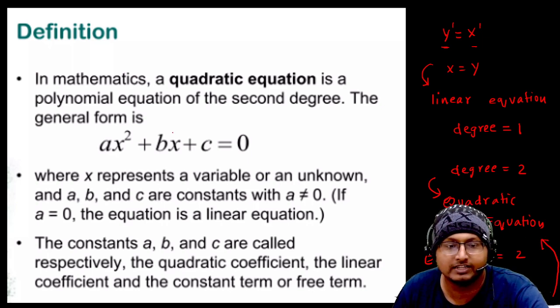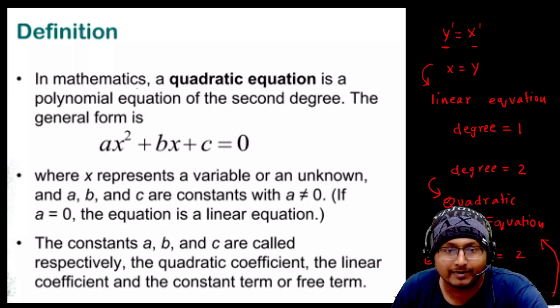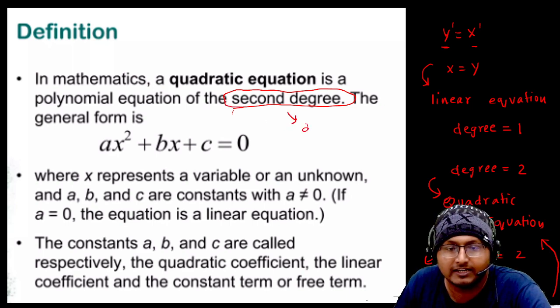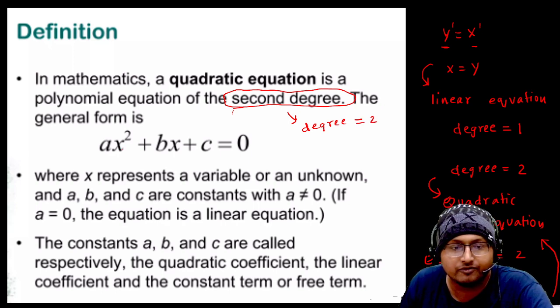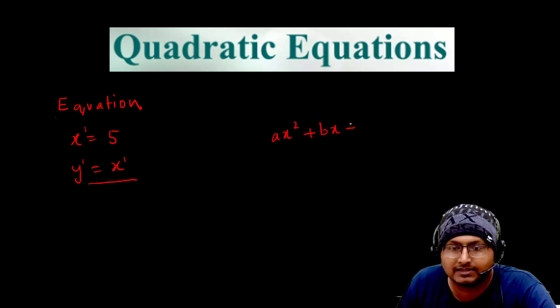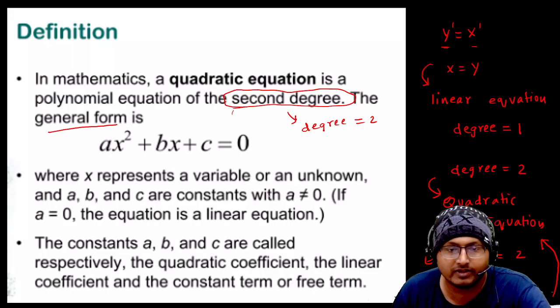So here also it denotes the same. In mathematics, a quadratic equation is a polynomial equation of second degree. Second degree means degree is equal to 2. So the general form of an equation is given. What is the general form? Ax square plus bx plus c is equal to 0 is called the general form of the equation.